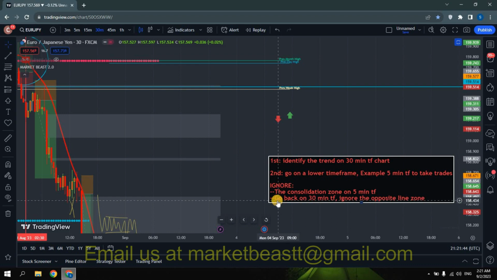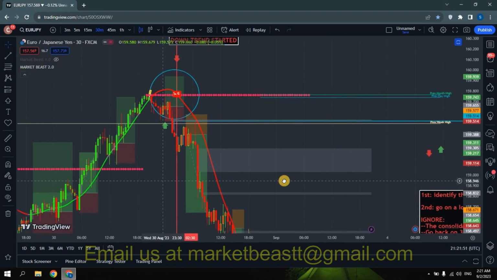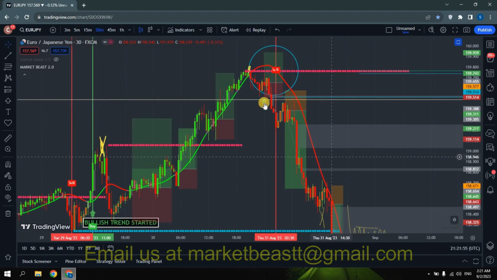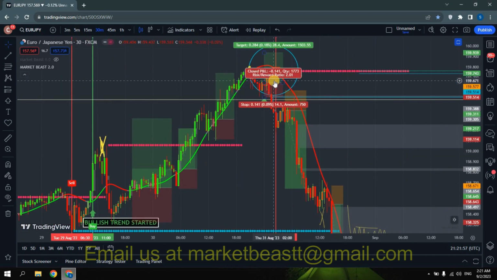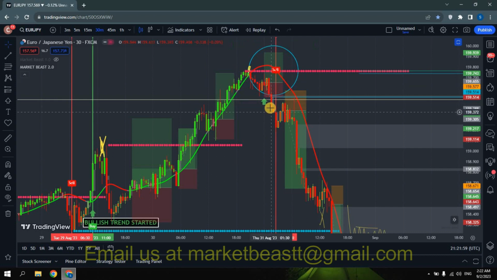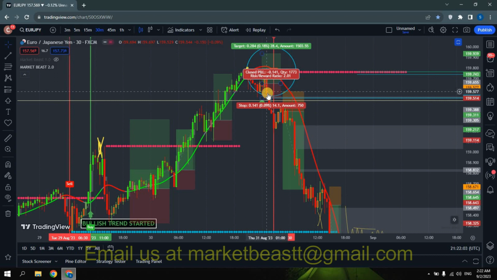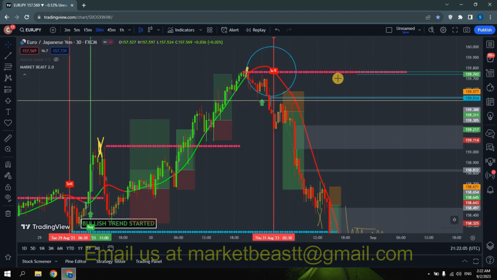And the second point is, go back on 30-minute time frame and ignore the opposite line zone. We will check the 30-minute time frame again and again while we are taking the trades. Before taking this one, we didn't check it. That's why our stop loss got hit. Let me remove this trade because it was our false entry.